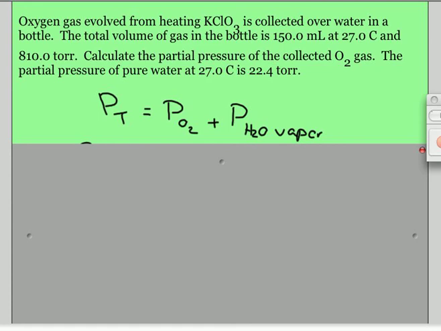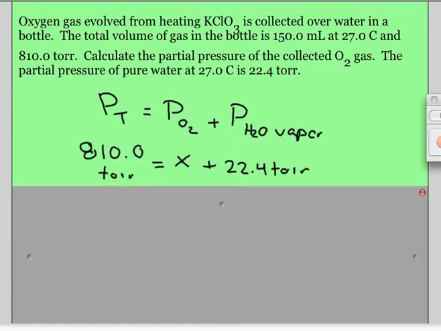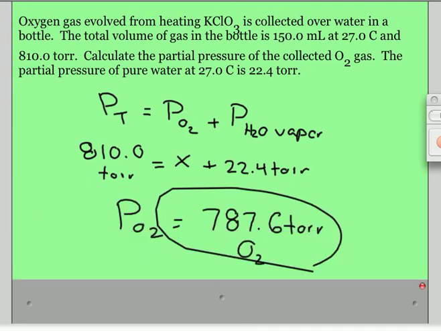So our total pressure, they told us, is 810 torr. We don't know the pressure of our oxygen. That's what we're solving for. And they're telling us that the pressure of the water is 22.4 torr. You could look this up on that chart. If the pressures didn't match, you would convert them so that they would match. But then all you have to do is solve for that X, and you can figure out what pressure is actually from the oxygen. And that's what you do.